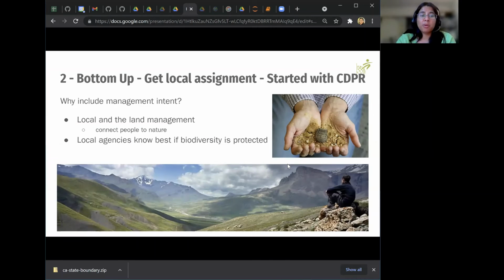Second, we do our bottom-up approach. We get local assignments. We started with the California Department of Parks and Recreation. And if you're wondering why include the local management, it's because at the local level, we can really start moving towards one of the goals of 30 by 30, which is connecting people to nature. And local agencies know best if biodiversity is being protected in their management.